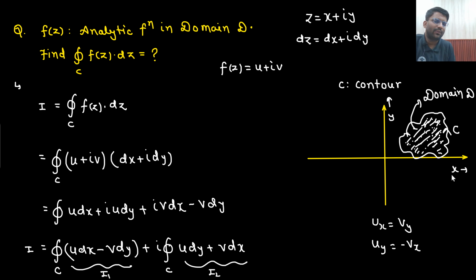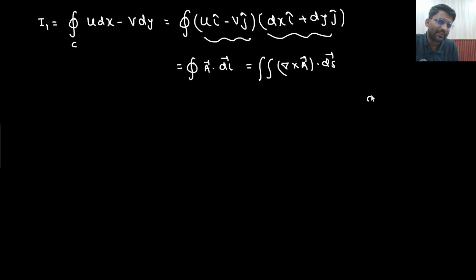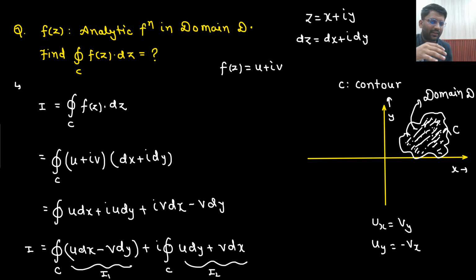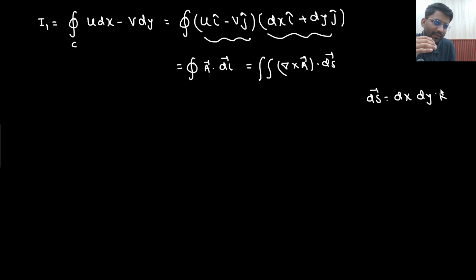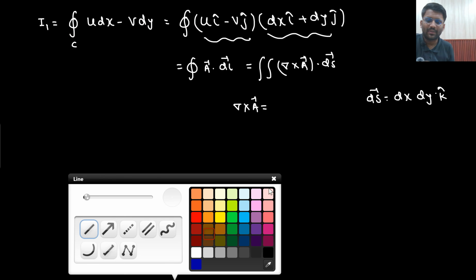Can you write down the ds vector for this particular path? Yes sir, absolutely. My ds vector would come out to be nothing but dx dy k cap. Right? Now can you write down del cross A? Absolutely sir, I can calculate del cross A as well. What is the answer you are getting for del cross A? Sir, i cap, j cap, k cap.